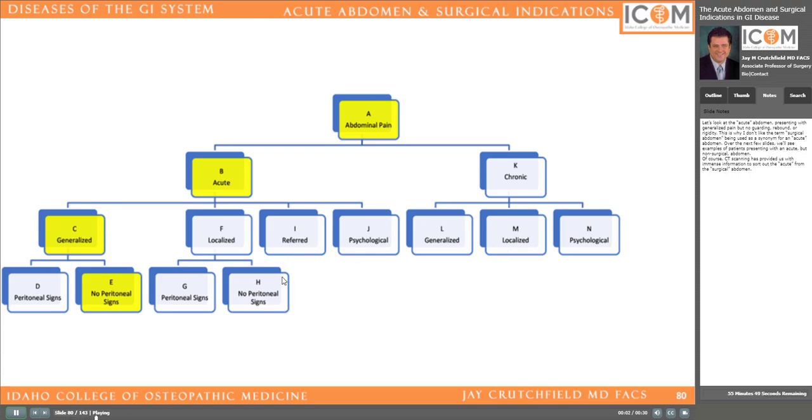Let's look at the acute abdomen presenting with generalized pain, but no guarding, rebound, or rigidity. This is truly why I don't like the term surgical abdomen being used as a synonym for an acute abdomen. Over the next slides, we'll see examples of patients presenting with an acute but a non-surgical abdomen. Of course, CT scanning has provided us with immense information to sort out the acute abdomen from the surgical abdomen.